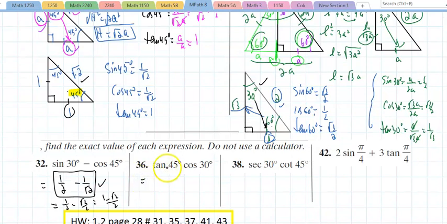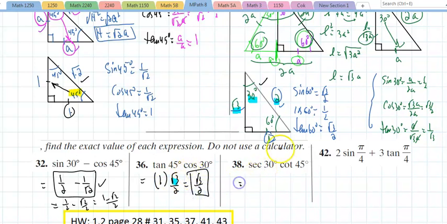If I look at 45 degrees, tan of 45 degrees, opposite over adjacent, and cosine of 30. 30 is the blue. Cosine is the adjacent over the hypotenuse. That will be radical 3 over 2 as an answer. Secant of 30 degrees, there's 30 degrees. It's the hypotenuse over the adjacent. And cotan of 45 degrees, well, it's the adjacent over the opposite. That's a fine answer. You could rationalize if you like. For the homework, you should rationalize.